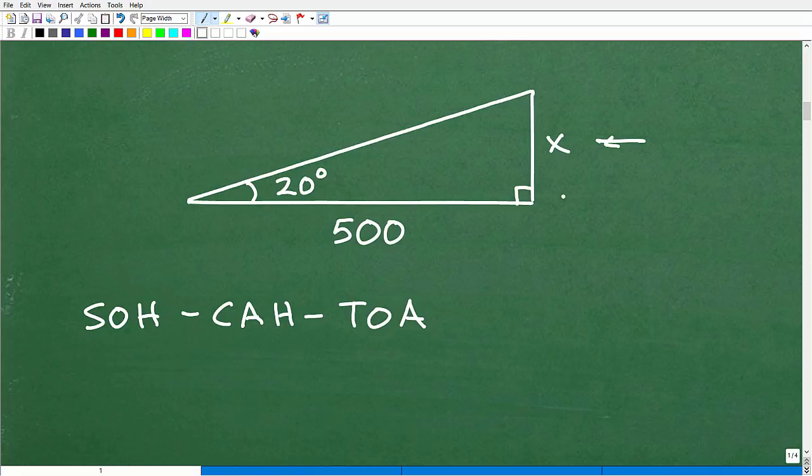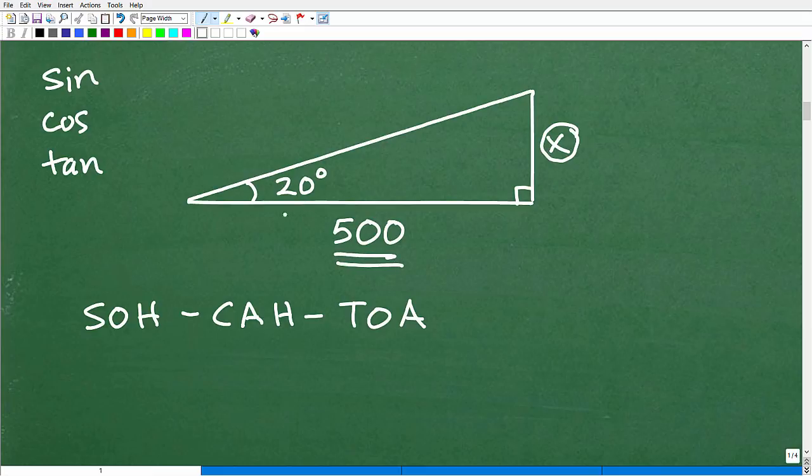So we're talking about basic right triangle trigonometry. And when you're talking about basic right triangle trigonometry, you're dealing with these trigonometric ratios: sine, cosine, and tangent. We need to pick the right one to use here. Which one do I want to use? Well, I'm looking for this side of the triangle, and I have this piece right here, and this is my angle.